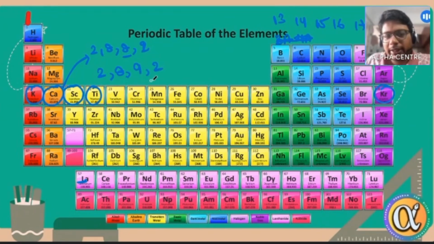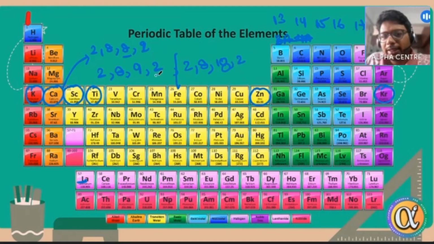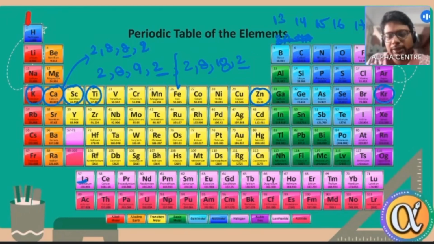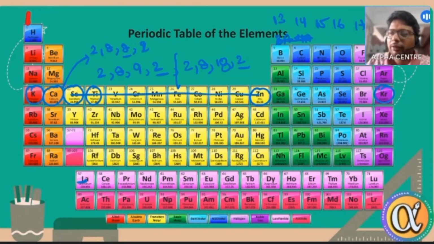Same thing with titanium. This is 2, 8, 10, and 2. So if you go from scandium to zinc, finally for zinc, it is 2, 8, 18, and 2. So we are not filling the last cell. We are filling the penultimate cell, the second to last cell. Whenever we move in this transition metal group now, we fill the remaining places of the previous cell.